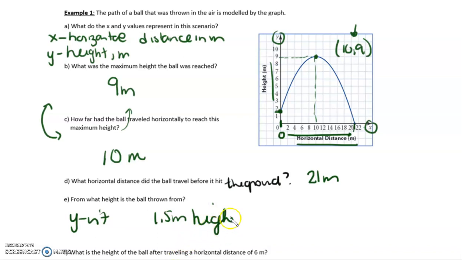F, what is the height of the ball after traveling a horizontal distance of 6 meters? So we have to locate where is the horizontal distance of 6 meters. Well, that's here. So then what we do is we draw a line up until we reach the graph, and then we align that with the height. So the height is about 7.8 meters.